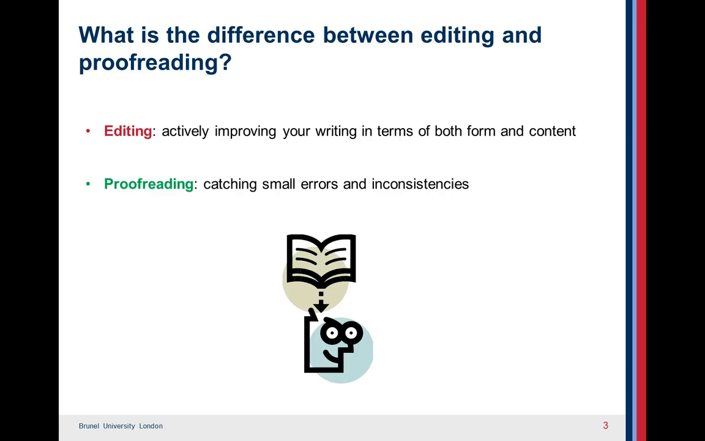So what is the difference between editing and proofreading? Editing is actively improving your writing in terms of both form and content, whereas proofreading you leave until the end of the writing process, and this is when you try to edit your work to catch the small errors and inconsistencies.